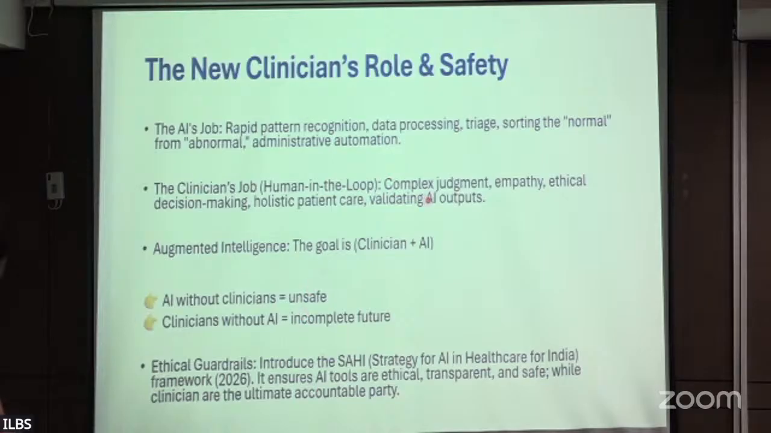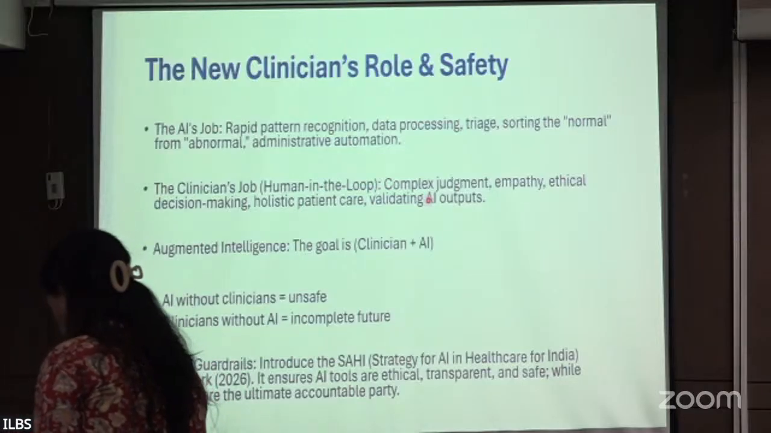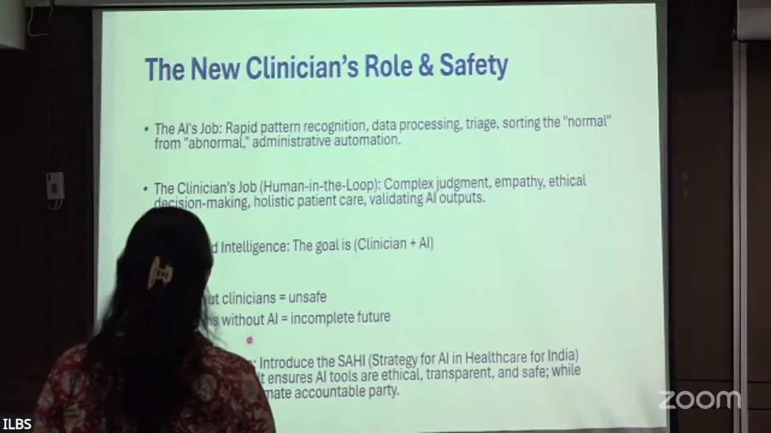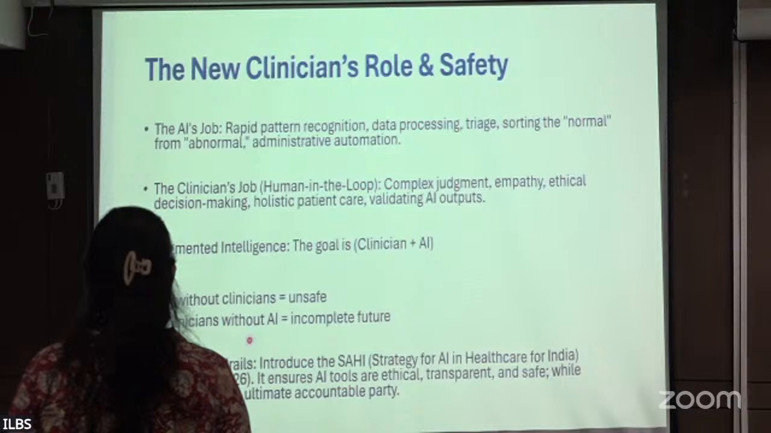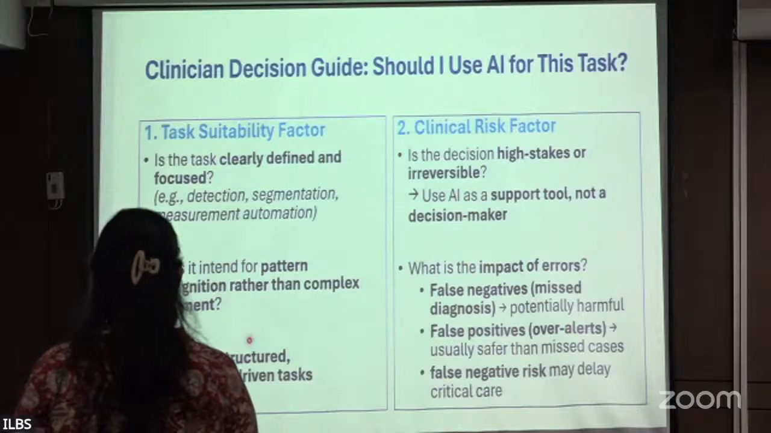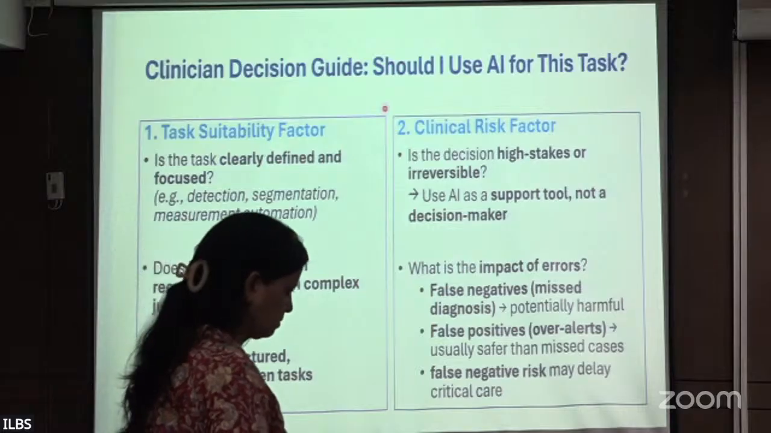CDSCO is there for defining the rules and regulation, how it will be deployed. So in future with AI, it may be more effective for patient care. So what are the exact questions for taking the decision whether we go for AI or not?